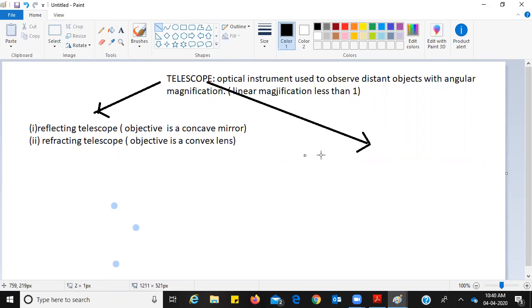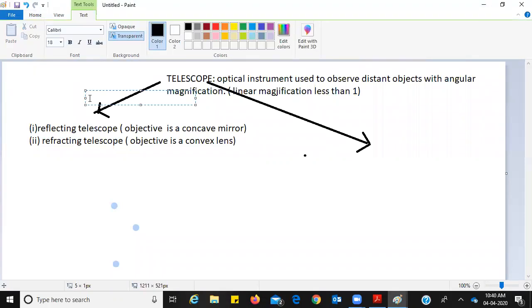The second type of classification: astronomical and terrestrial. This classification is based on the objective. The objective will decide the name, whether it is reflecting or refracting. The other classification depends upon the use. Use means observation is done on terrestrial objects or astronomical.